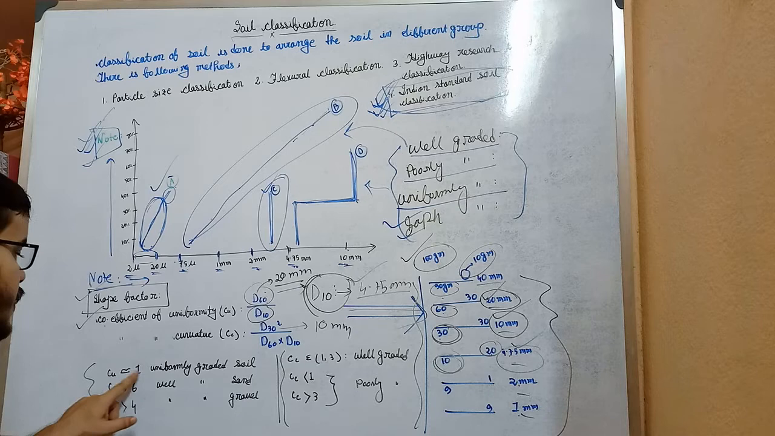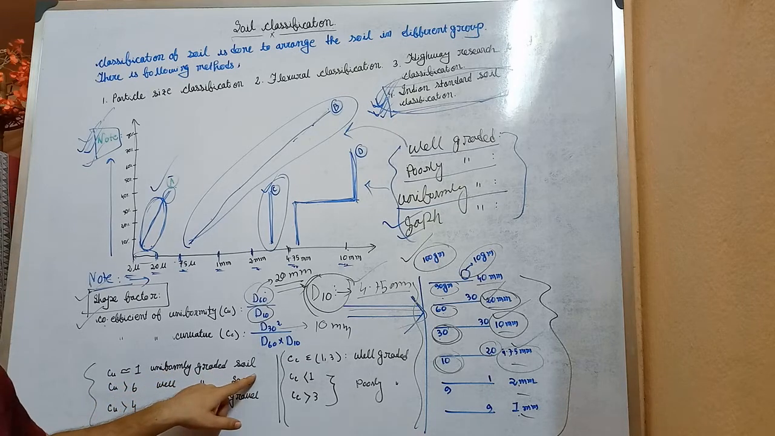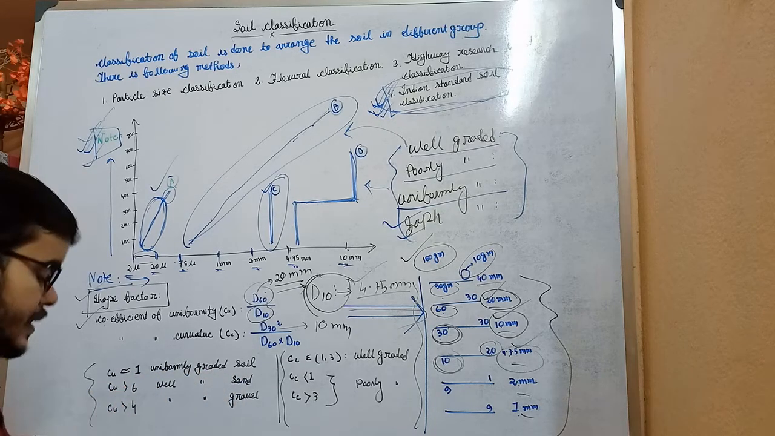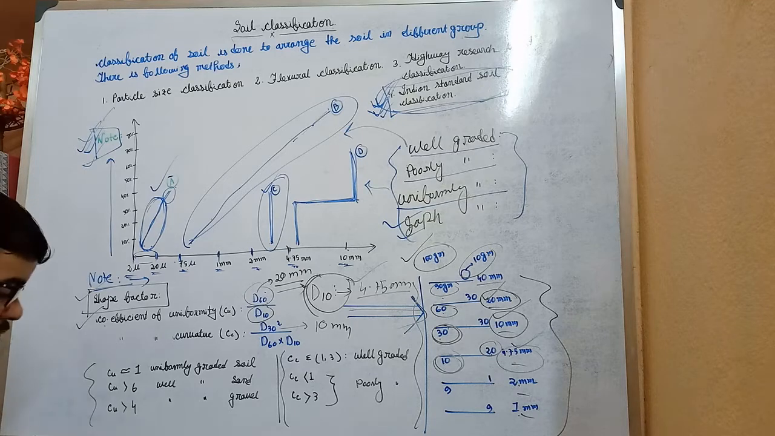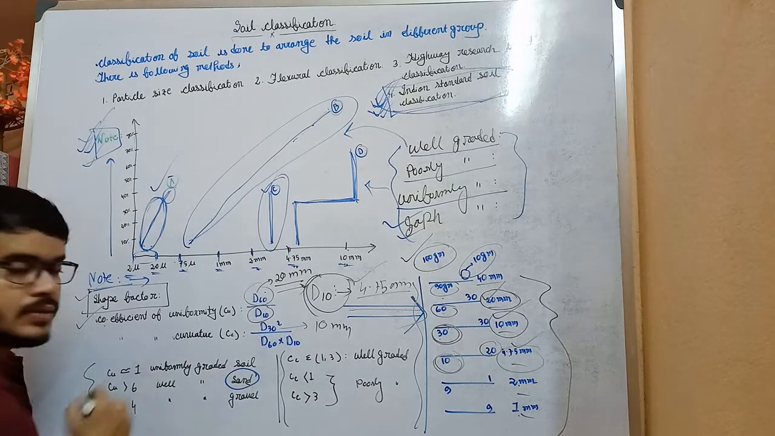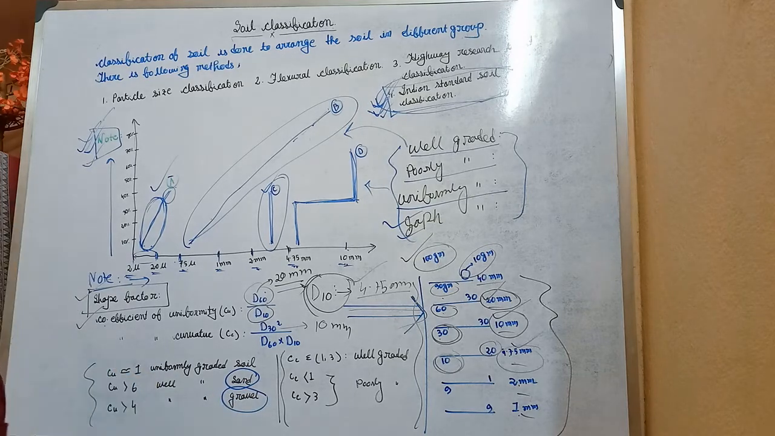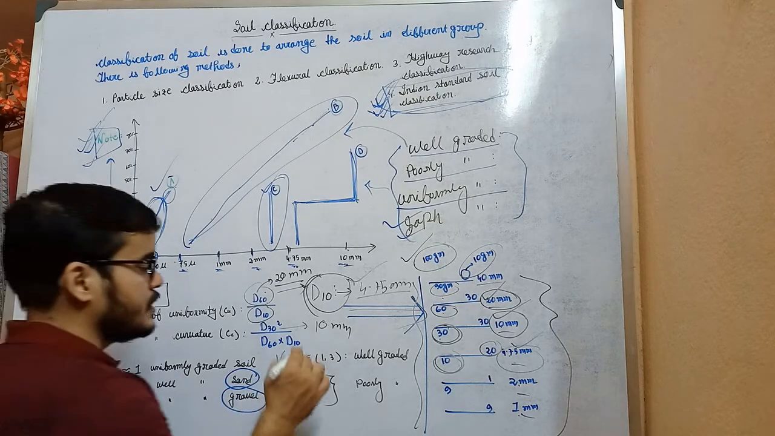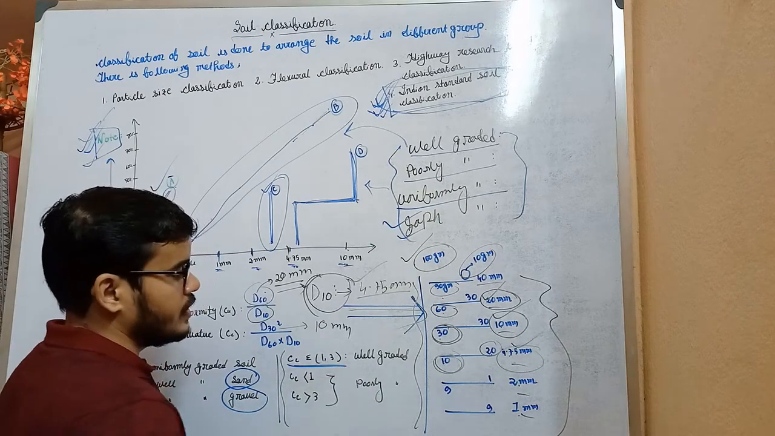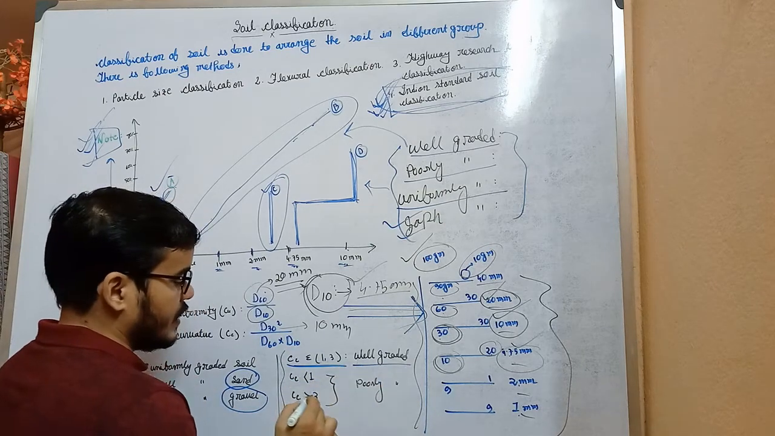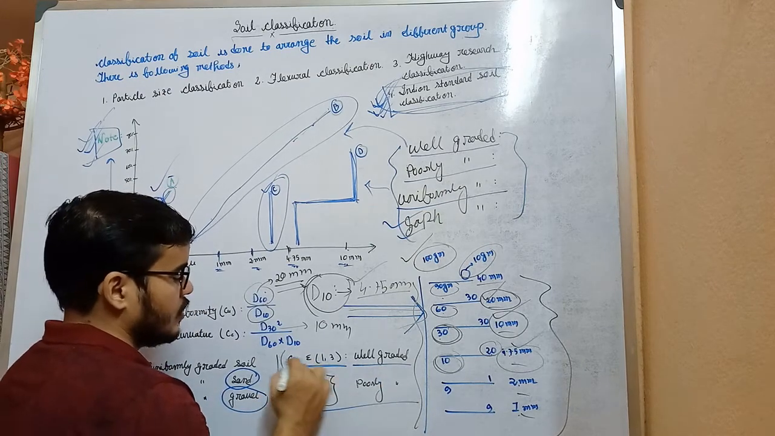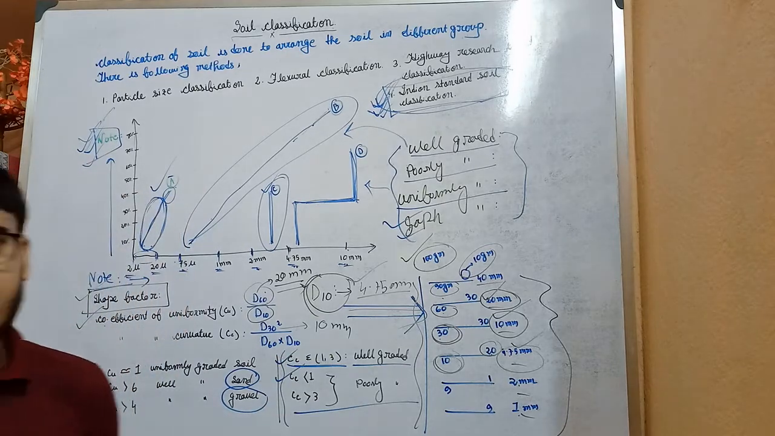Okay, Cu if equals to 1, then it will be uniformly graded soil. If Cu greater than 6, then well graded sand. Okay, if Cu greater than 4, that is well graded gravel. Okay, if Cc value lies between 1 to 3, that is well graded soil. If less than 1, greater than 3, it is poorly graded soil.